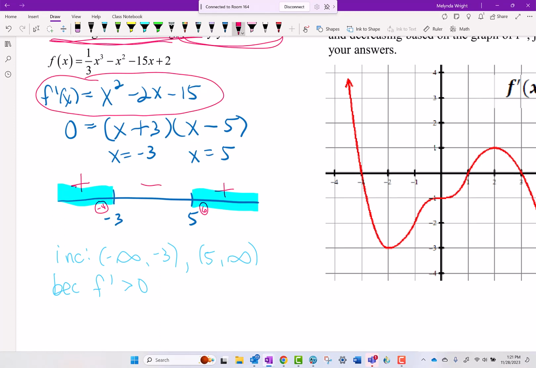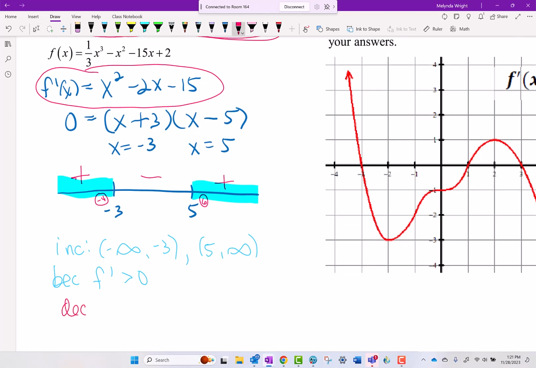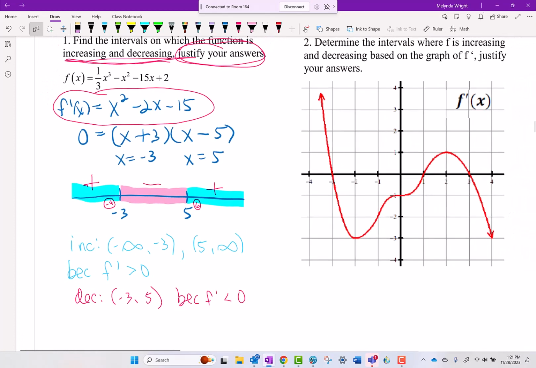Decrease. Okay, we are decreasing between -3 and 5. And how do I know? That's because this part right here is negative. Because f prime is less than 0. And that is our increase-decrease test, the test for increase-decrease. Okay, how are we on the increase-decrease test? Everybody okay? Okay. All right, let's look at number 2.